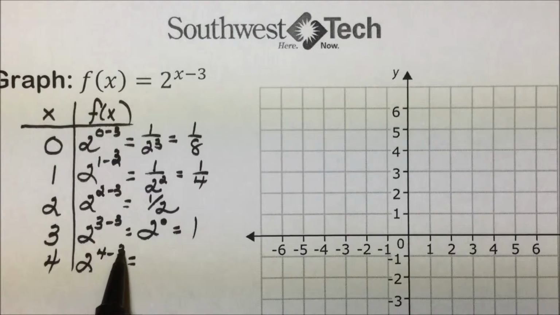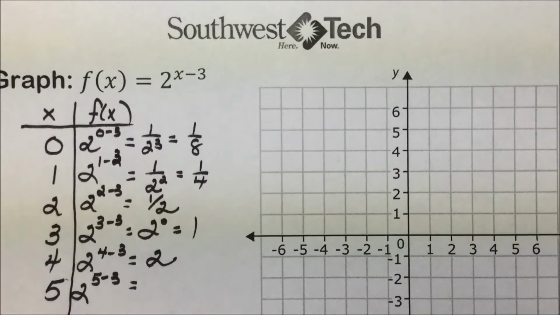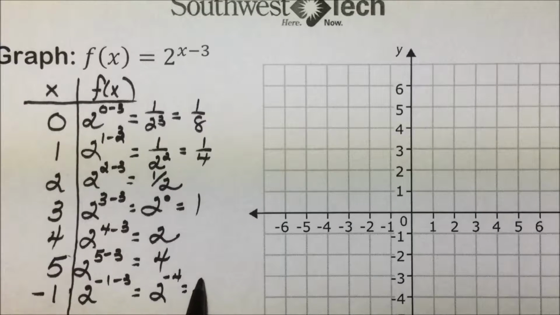2 to the 4 minus 3 would be 2 to the first power, or 2. Putting a 5 in, 2 to the 5 minus 3 power is going to give us 2 to the second, or a 4. Let's put a negative value in here. We'll put x equal negative 1. So we would have 2 to the negative 1 minus 3, which is going to give us 2 to the negative fourth power, which will be 1/16.